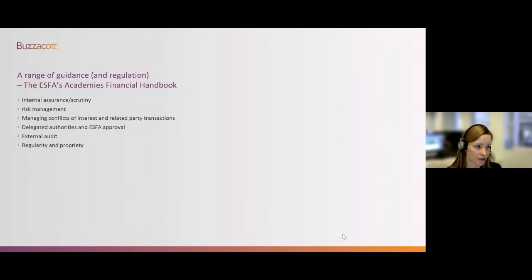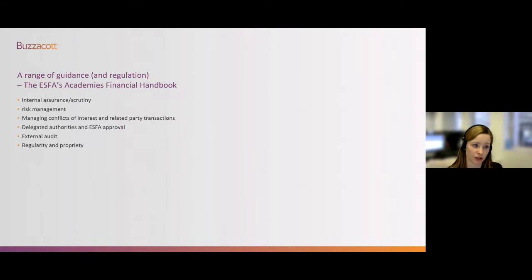The second point there is risk management, and this is really emphasised in the Academy Trust Handbook. So as board members, making sure that there are strong risk management processes, and this includes areas such as cybercrime. The third point is managing conflicts of interests and related party transactions, and this is a really key area for the ESFA. There are strict rules within the handbook on what transactions need to be reported to the ESFA, and also which transactions need to be approved in advance. So it's really key that board members are aware of these pretty stringent requirements in this area.